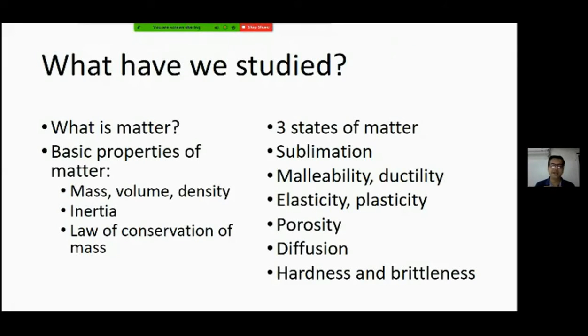Otherwise you remind me, I will send you the video of that. Sublimation means it is kind of jumping. If you take solid, you expect that it will melt, it will become liquid, and you expect that for further heating it will become a gas. But in case of a sublimable substance, you take solid and heat it, you directly get gas. And if you take gas and cool it, you directly get liquid.